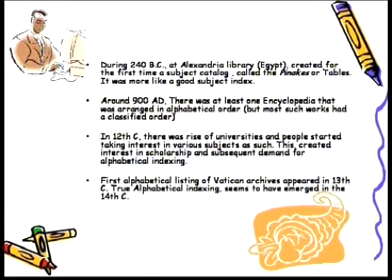Around 900 AD, there was at least one encyclopedia arranged in alphabetical order, but most such works had a classified order. In the 12th century, there was a rise of universities, and people started taking interest in various subjects as such. This created interest in scholarship and a subsequent demand for alphabetical indexing. The first alphabetical listing of the Vatican archives appeared in the 13th century. True alphabetical indexing seems to have emerged in the 14th century.